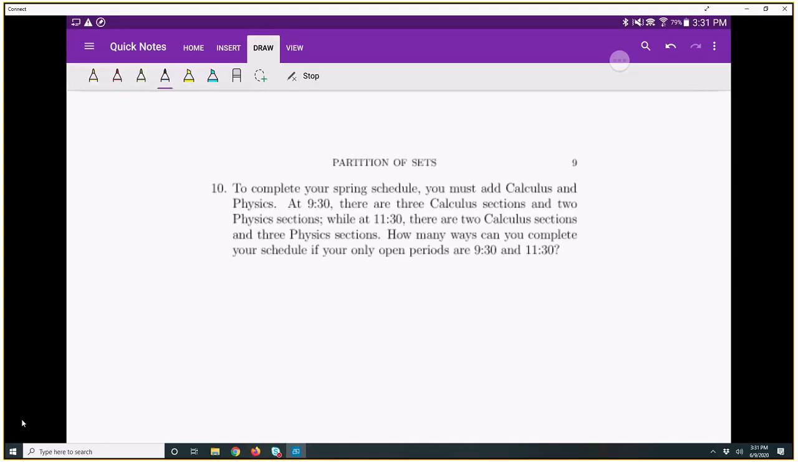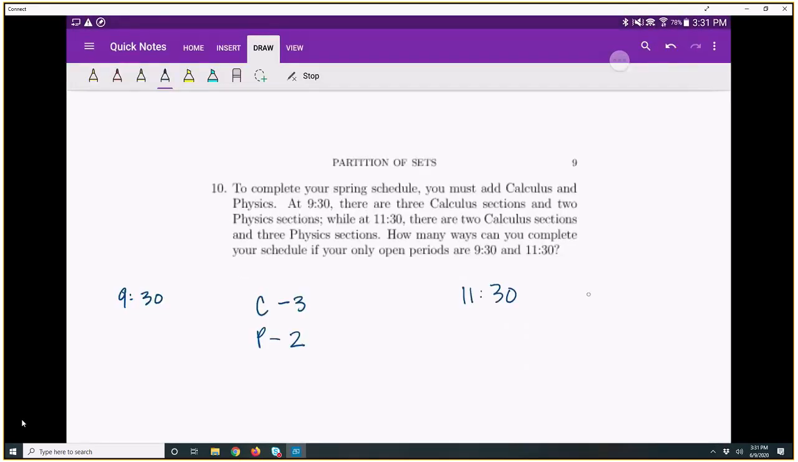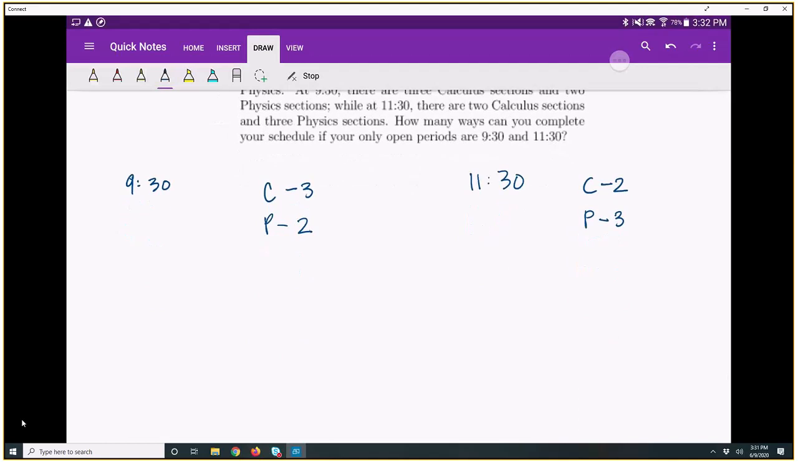So let's write this down. At 9:30, there are 3 possible sections of calculus and 2 possible sections of physics. And at 11:30, you have 2 possible sections of calculus and 3 possible sections of physics. How many different ways can we complete our schedule? Well, here we're going to apply the multiplication rule that we learned in the previous lecture.